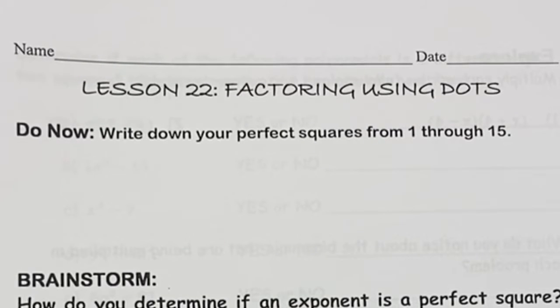Good morning. So today we will be doing lesson number 22, which is factoring using a method that we call dots. So what I'd like you to do right now for your do now is write down your perfect squares from 1 through 15. Pause this video and come back to check, make sure you have them correct.